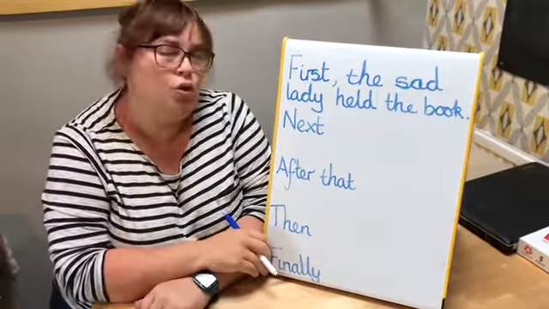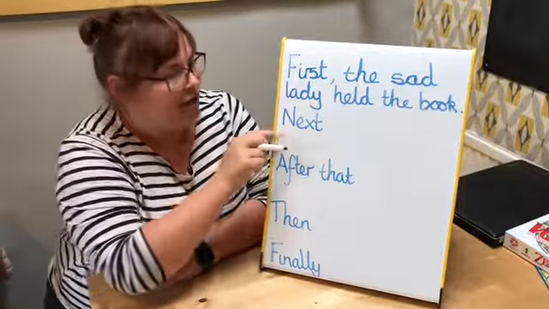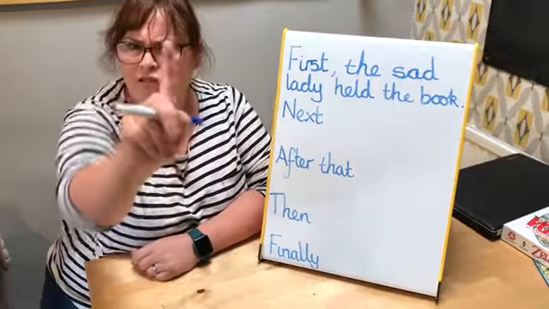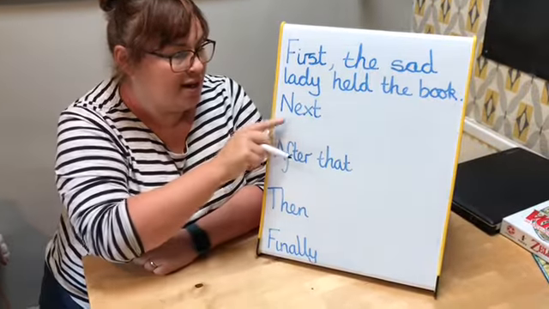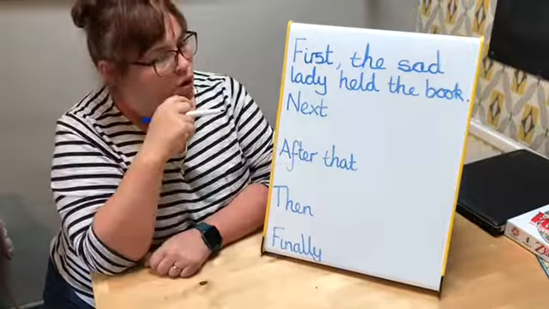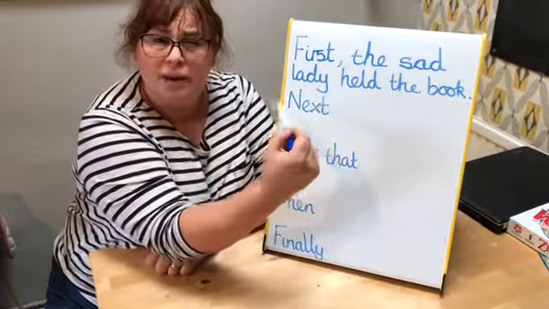Okay, our next adverbial of time is next. Funnily enough. Okay, so what did the sad lady do next? So first, the sad lady held the book. Next, she opened the book. I can use she this time because we already know now we are talking about the sad lady.